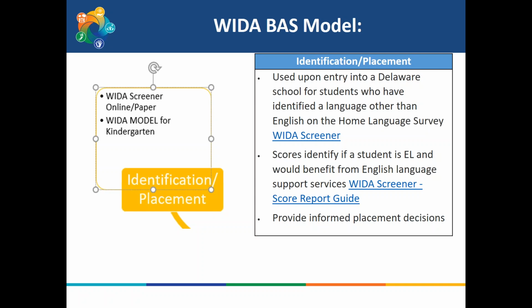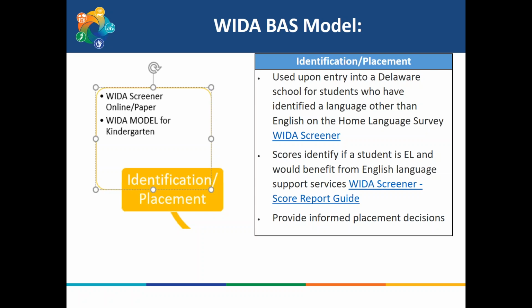The WIDA screener is also an online screener for grades 1 through 12, and the paper version is used for students who need it as an accommodation. The reason they would use it as an accommodation is if they had a disability or if they had no previous experience using a computer. That screener is given once upon initial entry to identify whether or not a student qualifies to be an English learner.